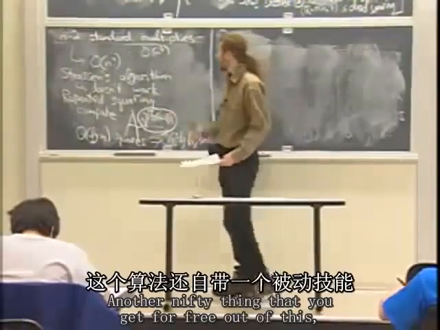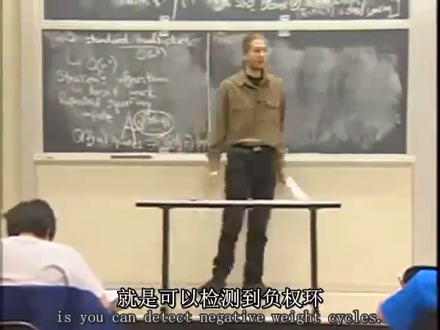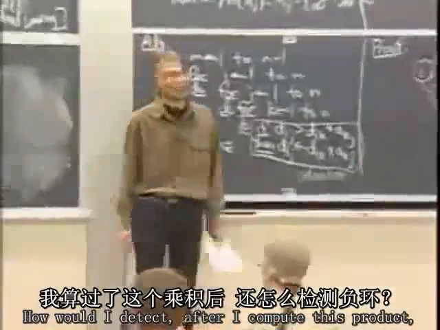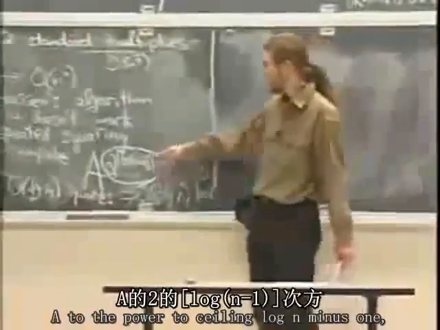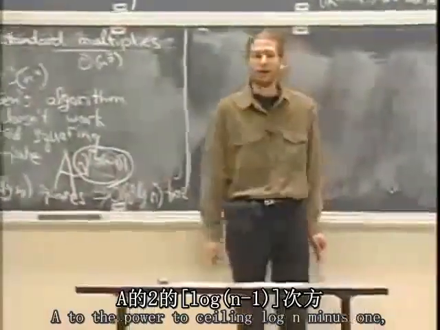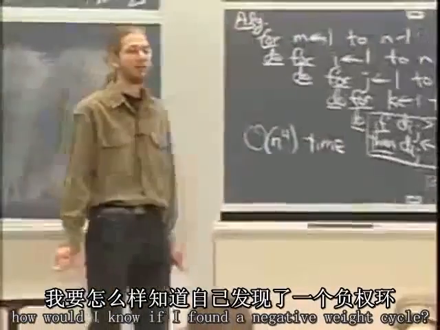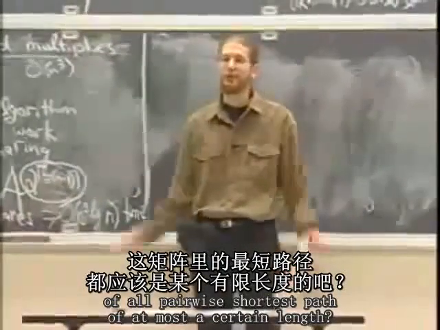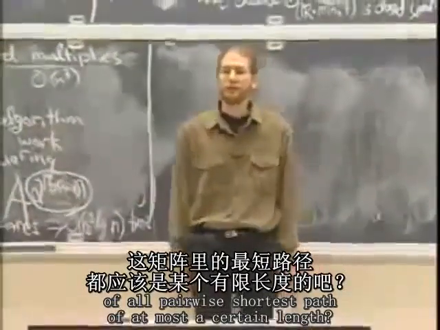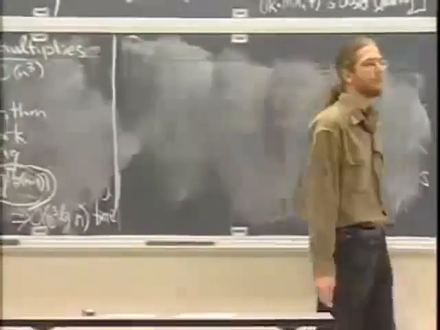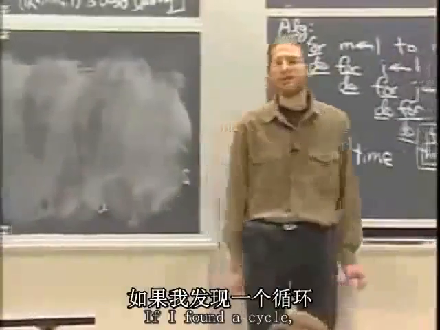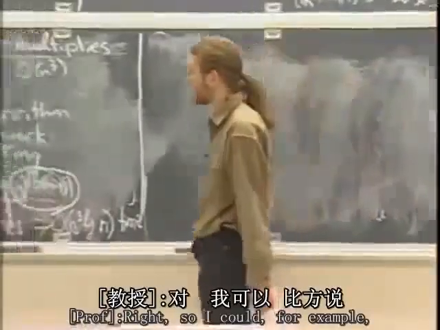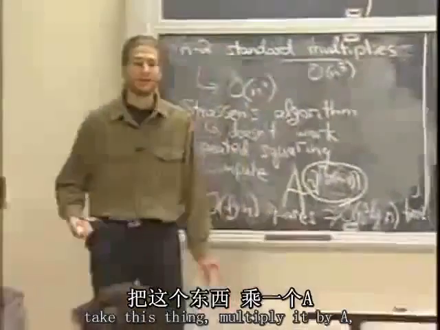Another nifty thing that you get for free out of this is you can detect negative weight cycles. So here's a bit of a puzzle. How would I detect, after I compute this product, A to the power 2 to the ceiling of log n minus 1, how would I know if I found a negative weight cycle? What would that mean in this matrix of all pairwise shortest paths of at most a certain length? If I found a cycle, what would have to be in that matrix? Some paths will get shorter, so you can compare. Right. So I could, for example, take this thing, multiply it by A, see if the matrix changed at all.